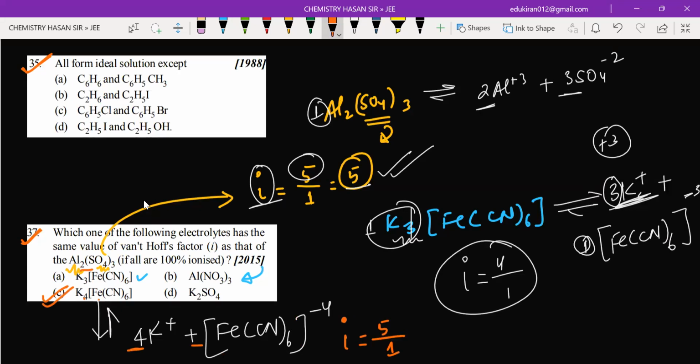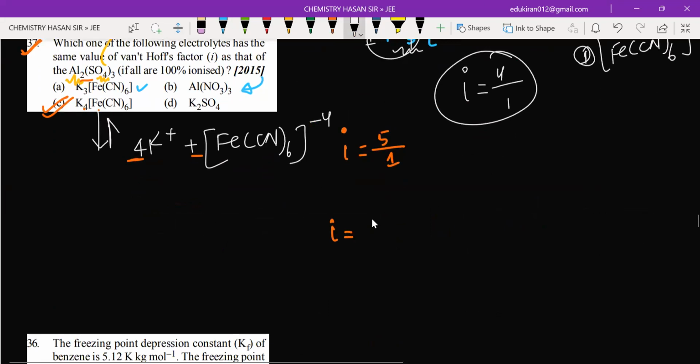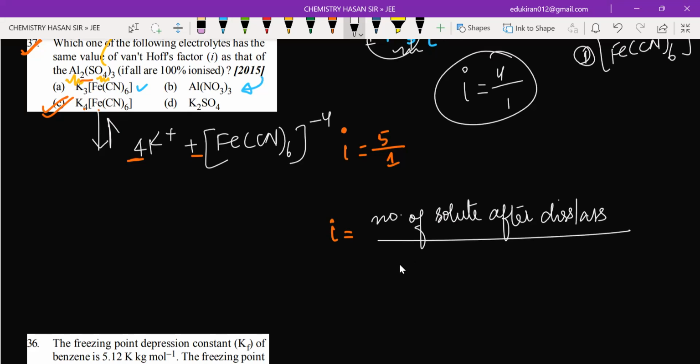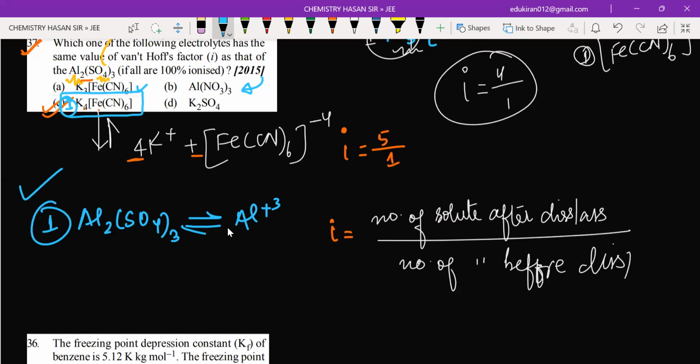Sir, how is 1 done? Basically, if you remember the formula for i, there are 3 different formulas, one of which is number of solutes after dissociation or association, upon number of solute before association or dissociation. Now, as you can see, there is dissociation taking place. So before dissociation, what is the number of moles? Only 1. Yes or no? If there is Al2(SO4)3, what is the number of moles? That is 1 before dissociation. And after dissociation, you saw that this will be 2Al+, because there are 2 aluminium and 3 SO4. So after dissociation, you can see 3 plus 2, 5. In the same way, 4 plus 1, that is 5. And before dissociation, it is only 1. So this is the answer.